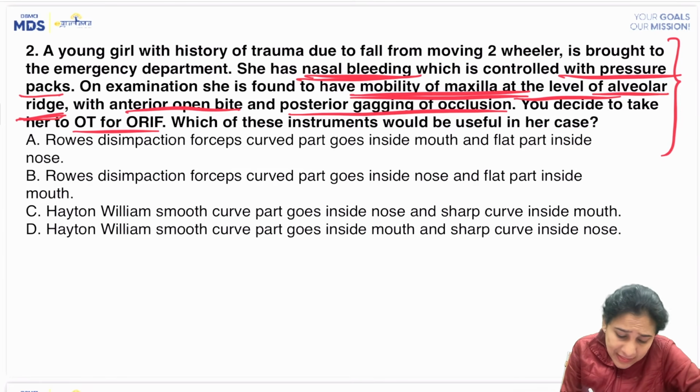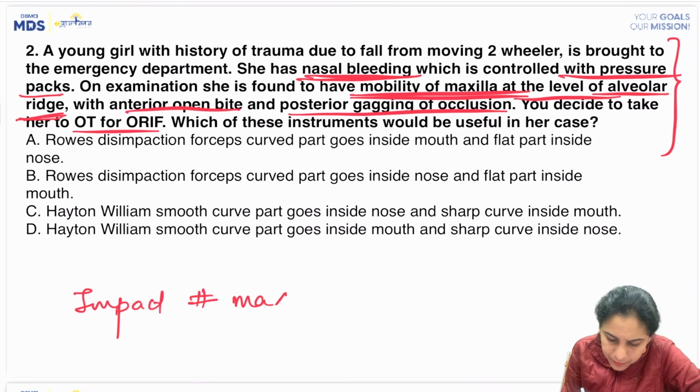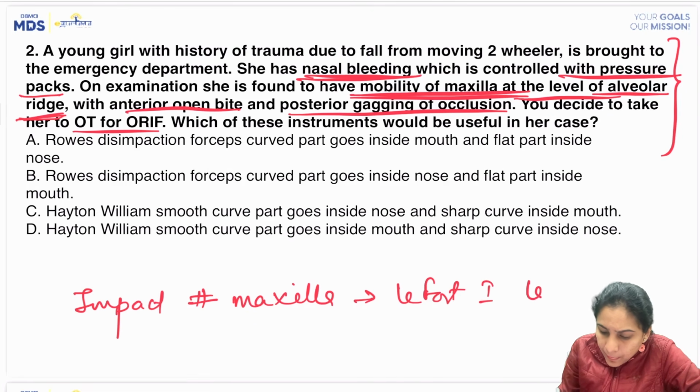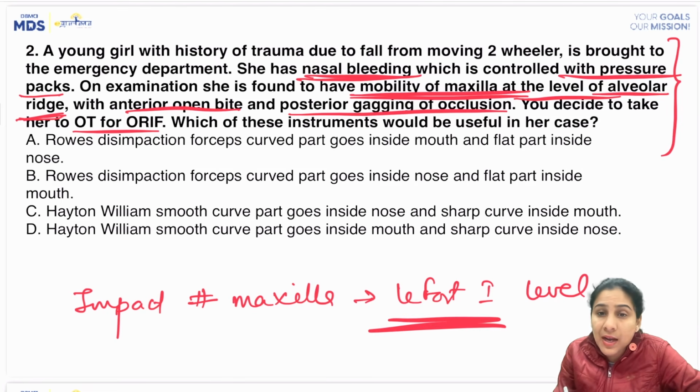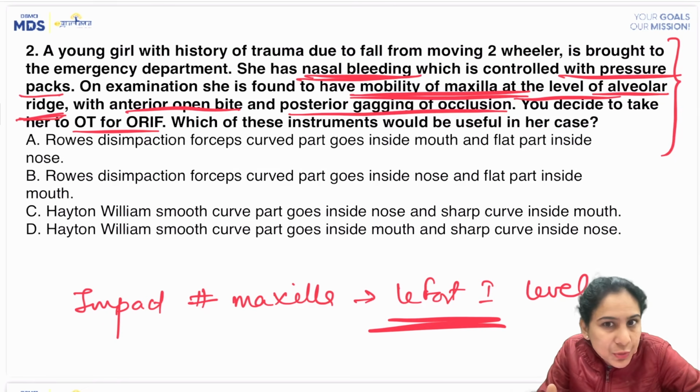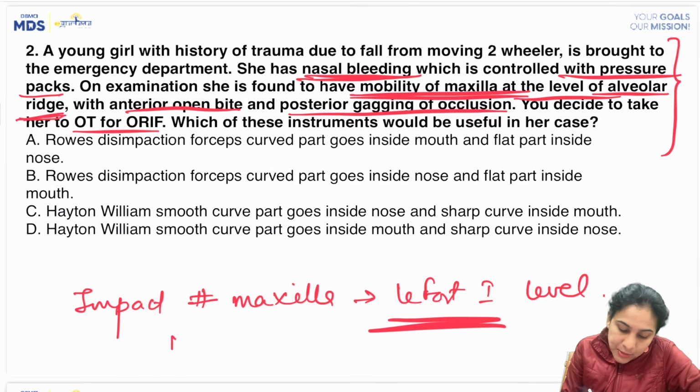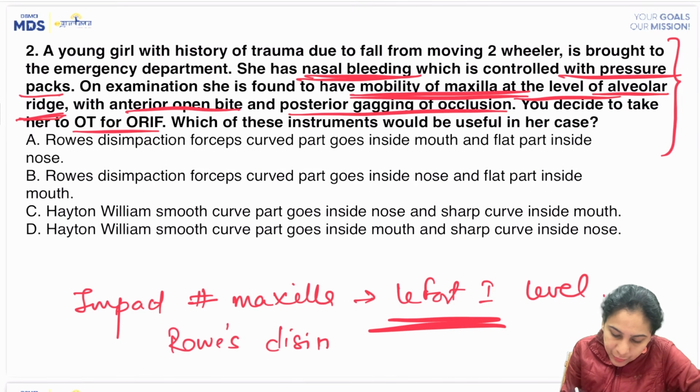We have seen this is an impacted fracture of the maxilla at the Le Fort 1 level. Remember, Le Fort 1 fractures are very commonly impacted, so you have to disimpact it using some disimpaction forceps. Which is the disimpaction forceps we use for the maxilla? The answer is Rowe's maxillary disimpaction forceps.